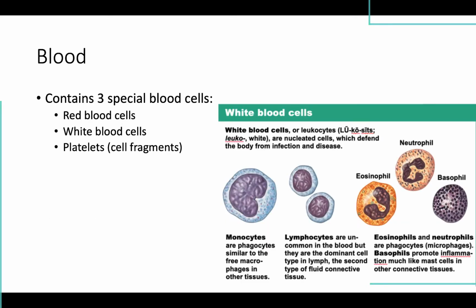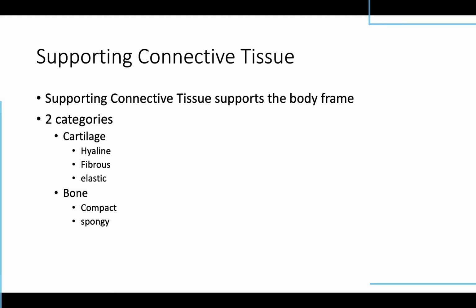So for the lab exam, all we're going to see is blood. And blood has 3 specialized blood cells. It has red blood cells, white blood cells, and platelets. And right here, you're just seeing the white blood cells. So you'll see a diagram that has those white blood cells plus the red blood cells. All right, so that's fluid connective tissue.